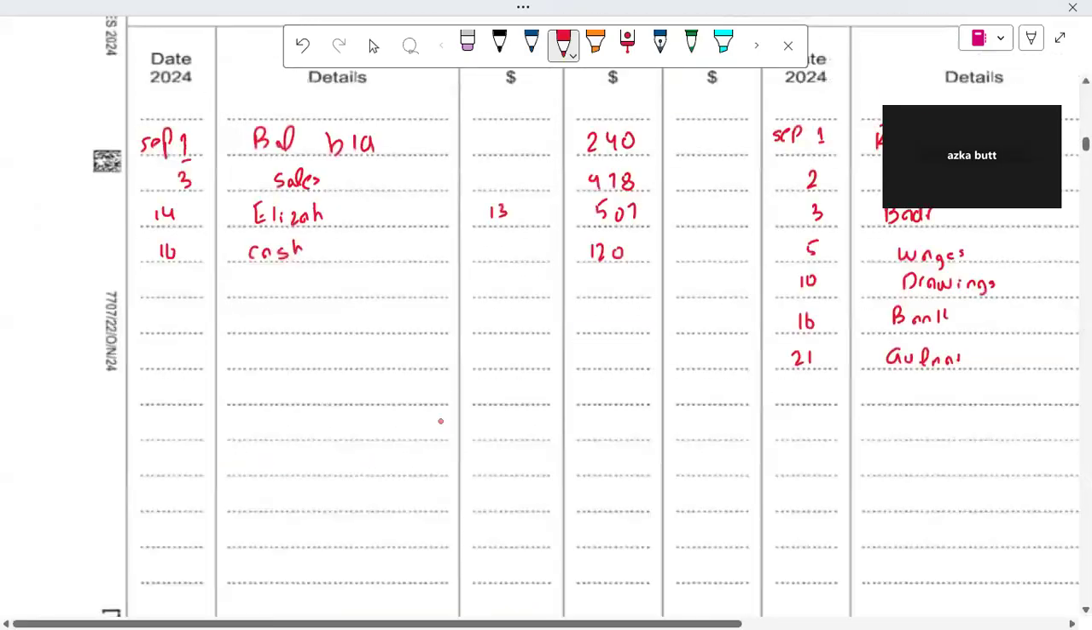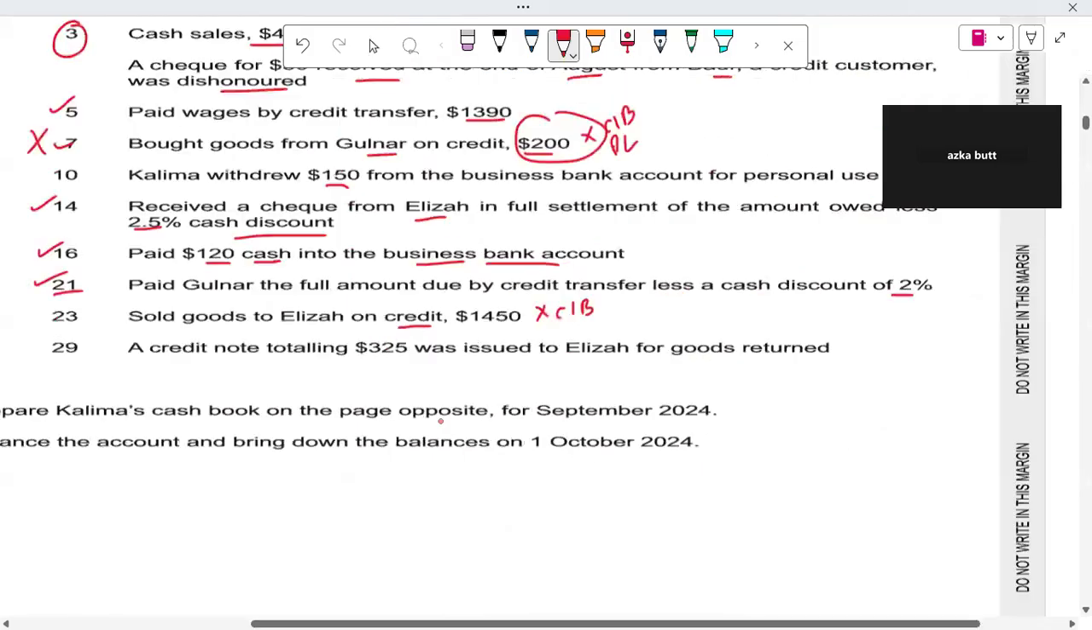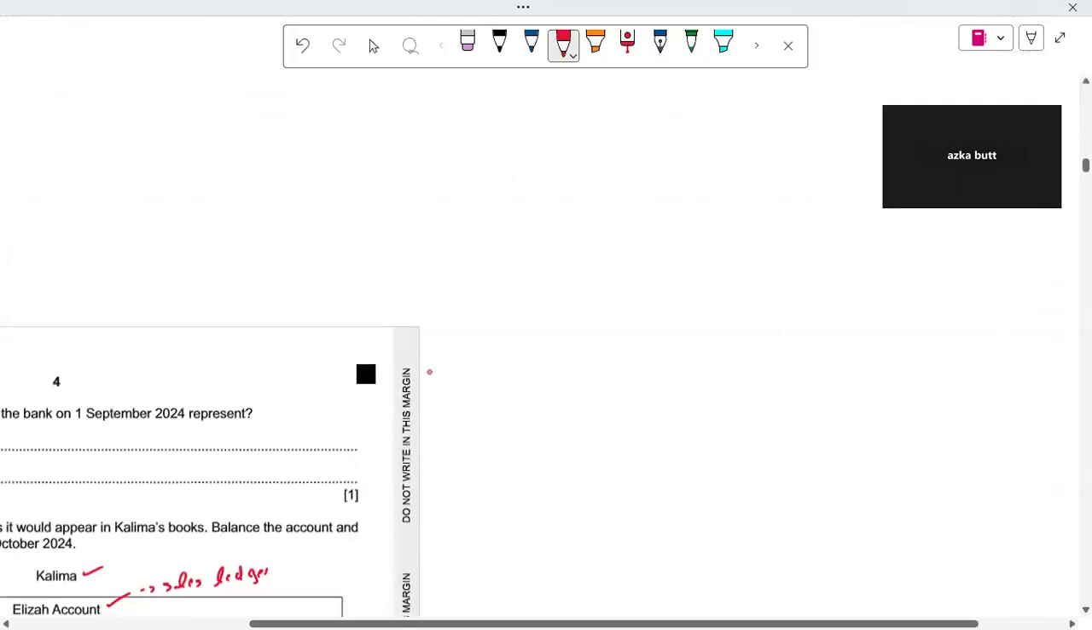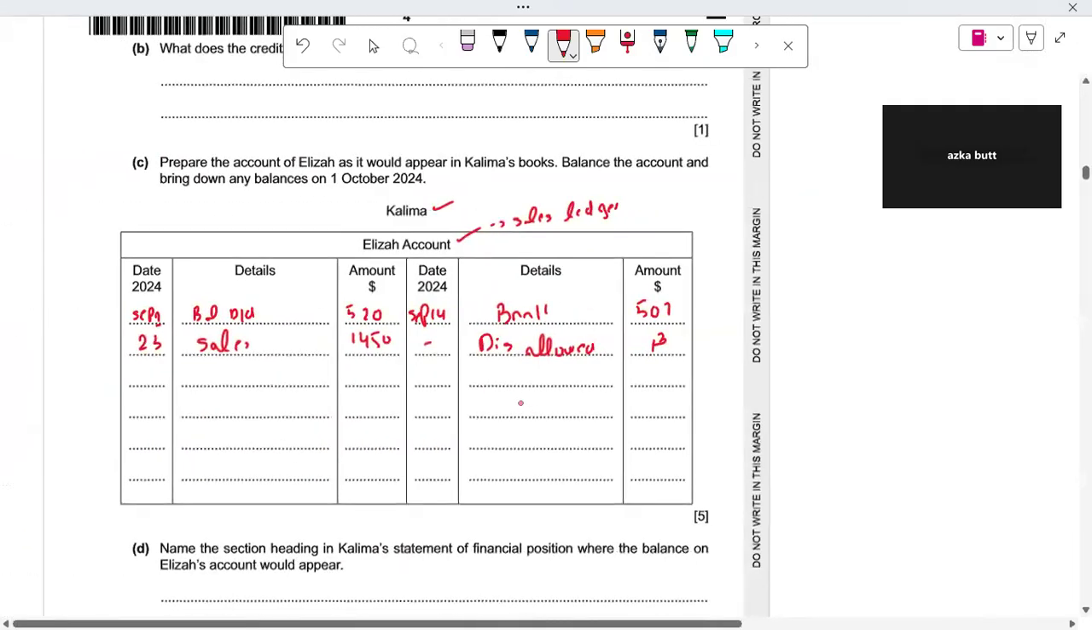Okay, and also if you see that on 29th September, a credit note totaling 25 was issued to Elizah for goods returned. It means that Elizah returned goods to us, and we have given the credit note to Elizah. Credit note means that we accepted the sales return. So this is a sales return and we will not write it in the cash book. We will write it in the Elizah account. So sales return will be debit and Elizah account will be credit.